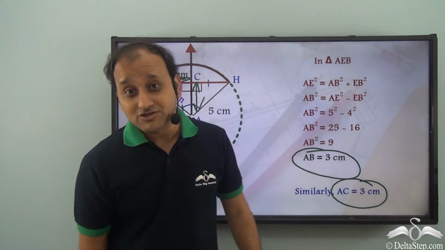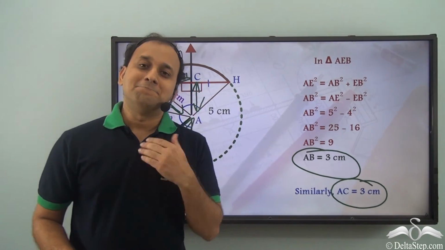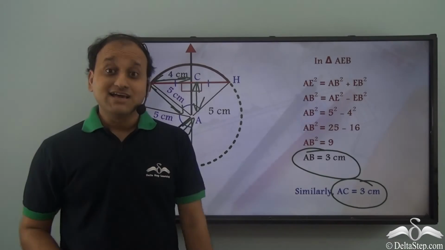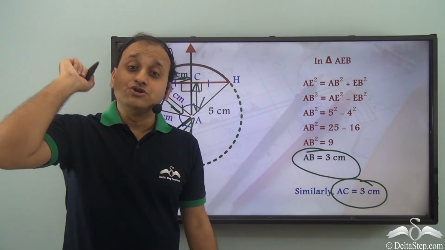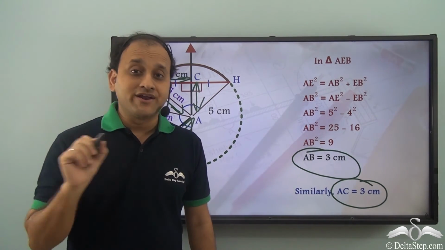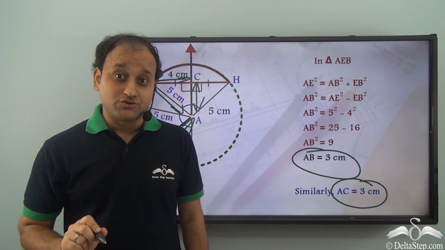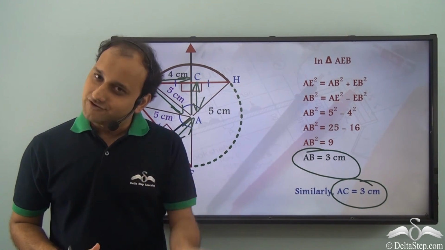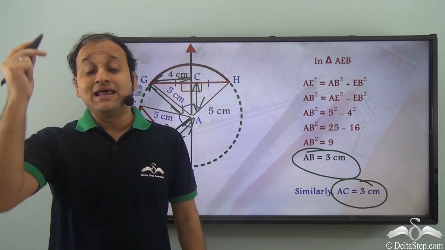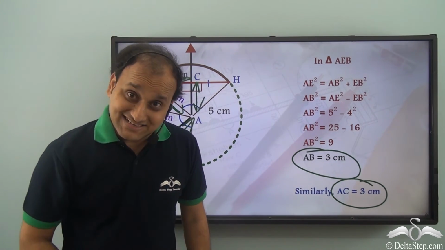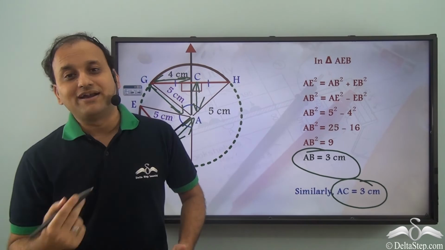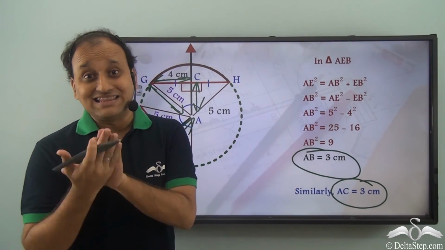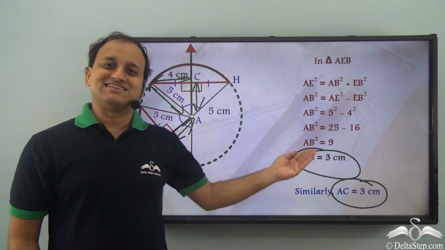And how were we able to find these values? By the theorem of circles, which mentions that if you have a line dropped from the center on a chord which is perpendicular to the chord, then it will bisect the chord. And the converse is that if a line from the center bisects a chord, then it will be perpendicular to the chord. And if you know this theorem and its converse, then you will be able to solve many such problems.